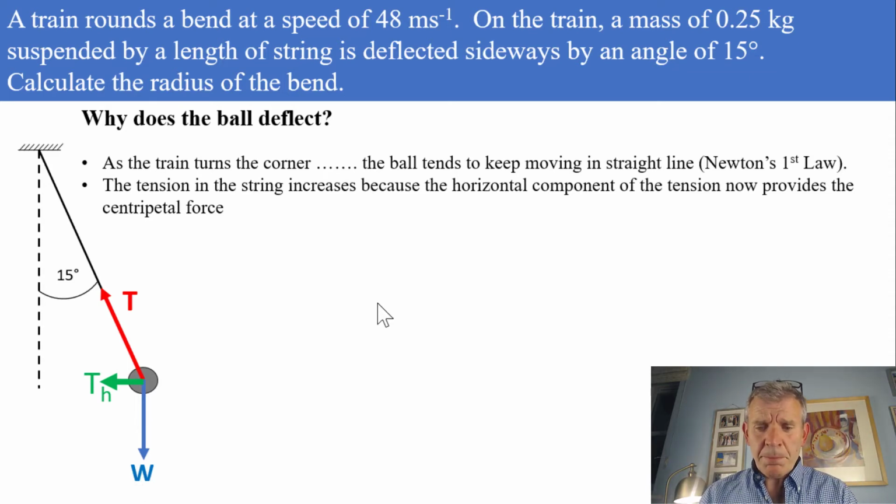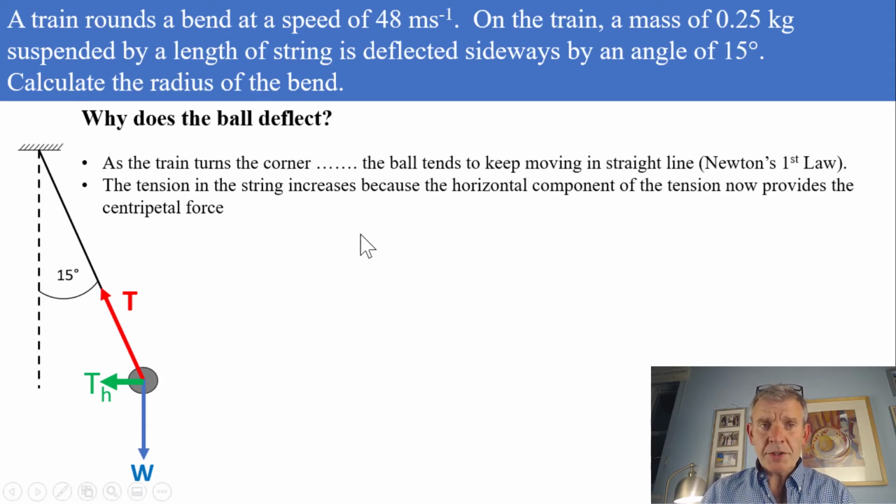It's the horizontal component of the tension that pulls the mass away from the straight line path into the circular path. Hence, overall, the tension in the string increases compared to the situation when the train is moving in a straight line. And it's this horizontal component of the tension that is the unbalanced force, and that provides the centripetal force.